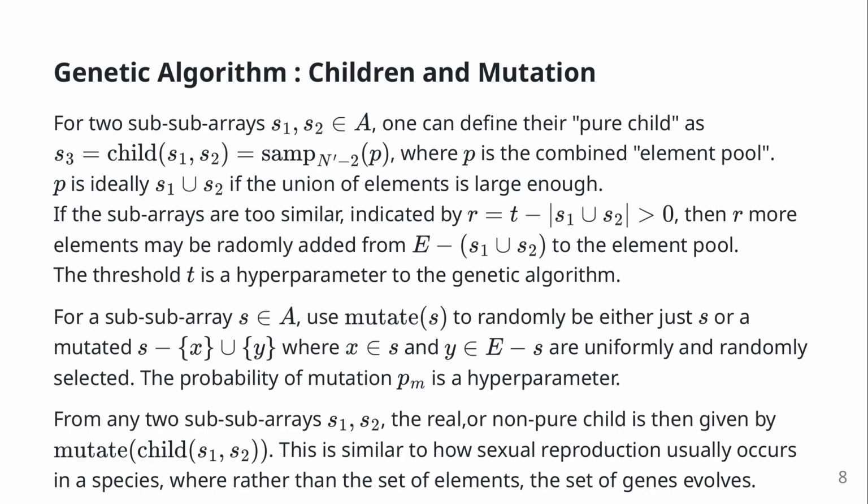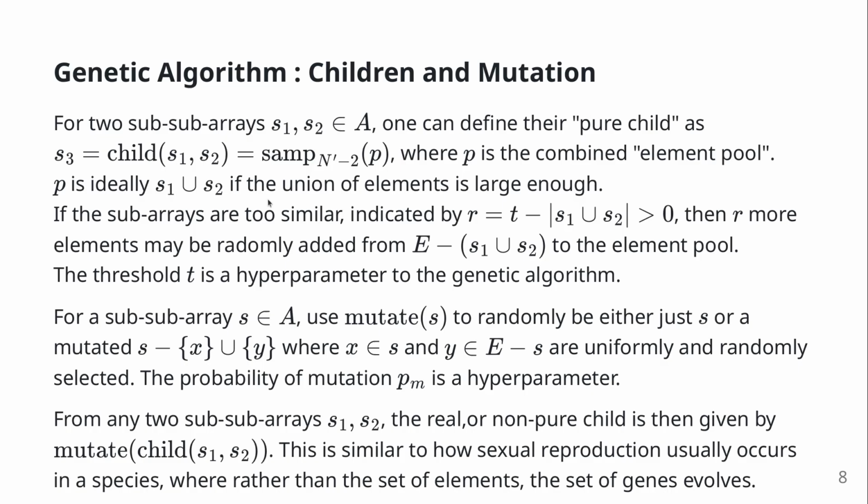So for just the pure gene pool that these two parents have, you can write it as S1 union S2, where S1 S2 are the parents, or the subarrays in our case. You will just sample n' minus 2 elements from this combined pool P, which is ideally supposed to be S1 union S2. Now there are some edge cases where the gene pool is too small, and then you have to add more genes. But in a very simplified fashion, you just take the union and then you sample from that.